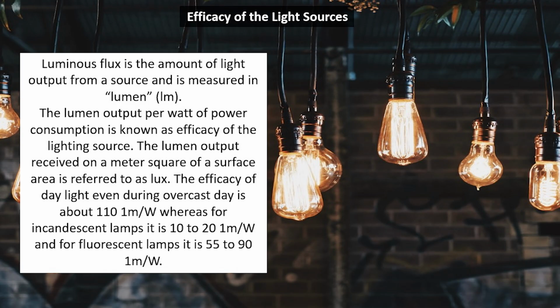The efficacy of daylight, even during an overcast day, is about 110 lm per watt, whereas for an incandescent lamp it is 10 to 20 lm per watt, and for a fluorescent lamp it is 55 to 90 lm per watt.